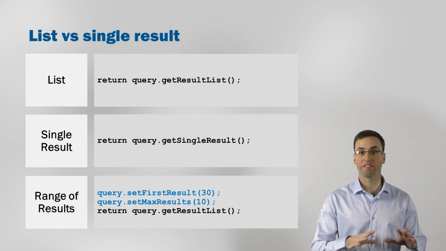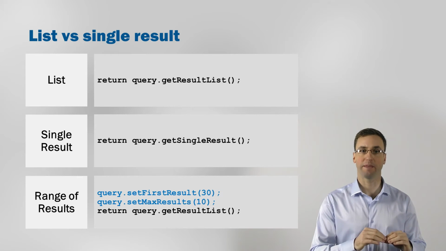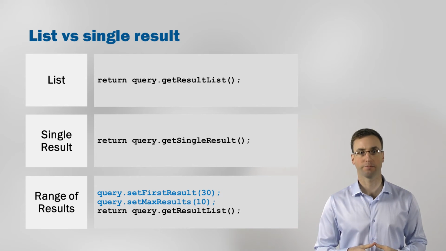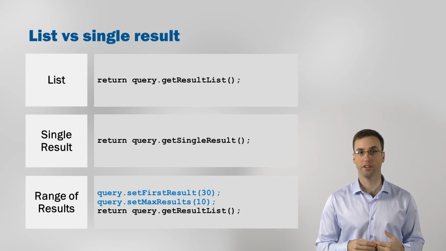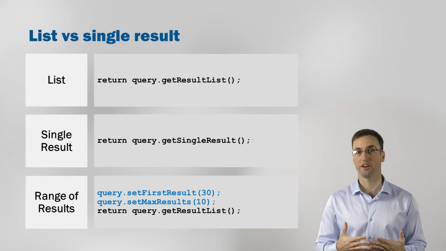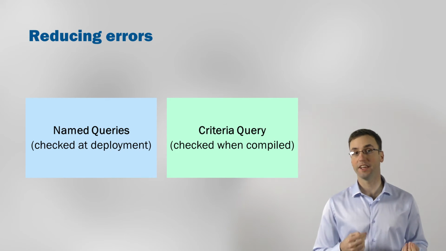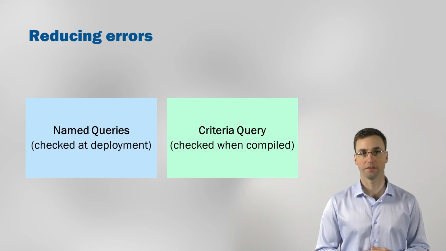JPA looks after all of that completely for you. When you execute a JPQL query, JPA will return entities as Java objects for your application. For the full syntax and capabilities of JPQL, you should read the Java Persistence API specifications. Okay, so JPA and JPQL will obviously save you a lot of work and reduce many errors.